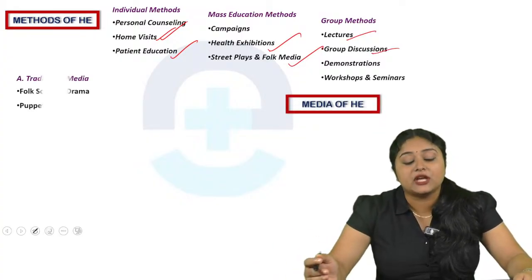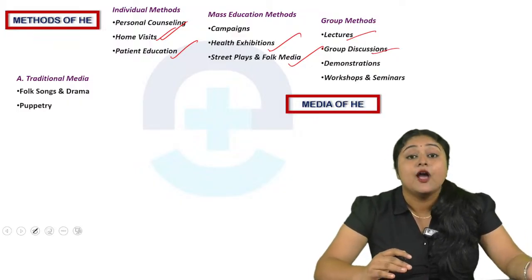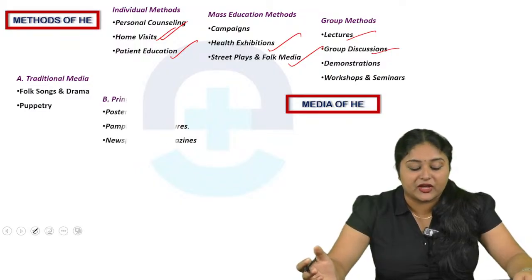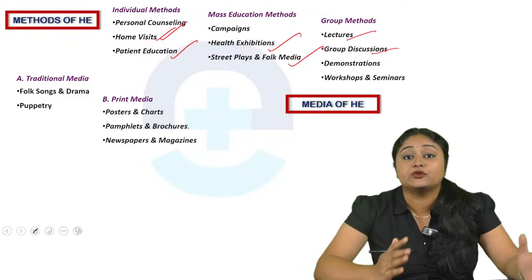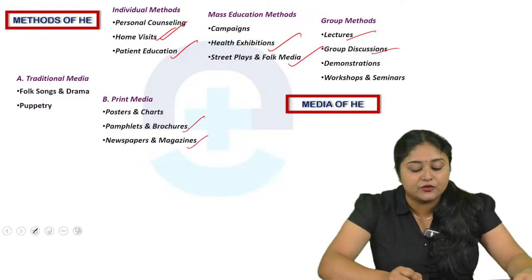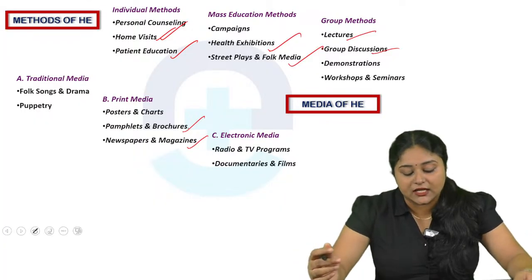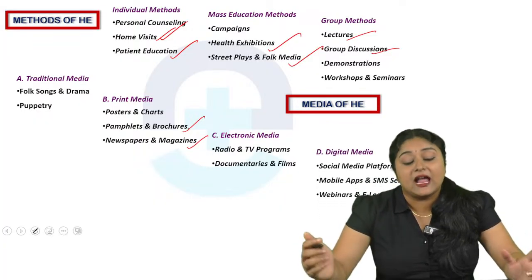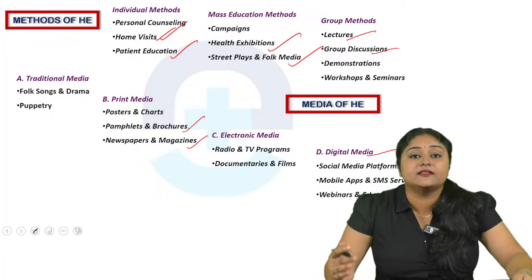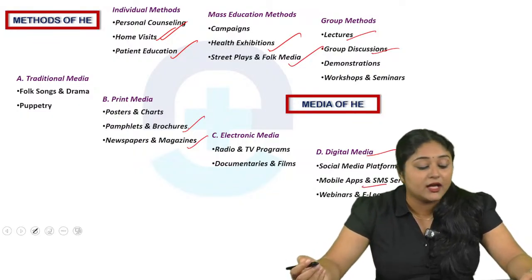Now come to the media of health education. So first is the traditional media. In this, folk song or drama, then puppetry, etc. Then print media, in this posters or charts, then pamphlets and brochures, the newspaper as well as the magazine, and then electronic media like radio and television, documentaries and films. And last is the digital media. Under this, social media platforms, mobile apps or SMS service, and webinars or e-learning.